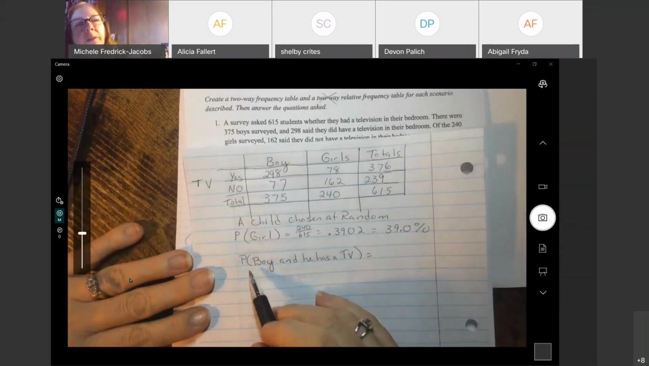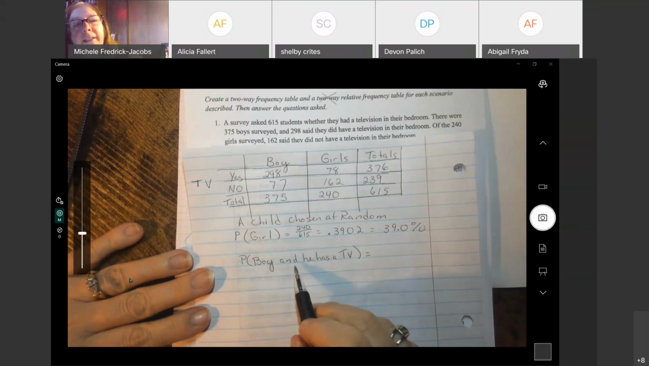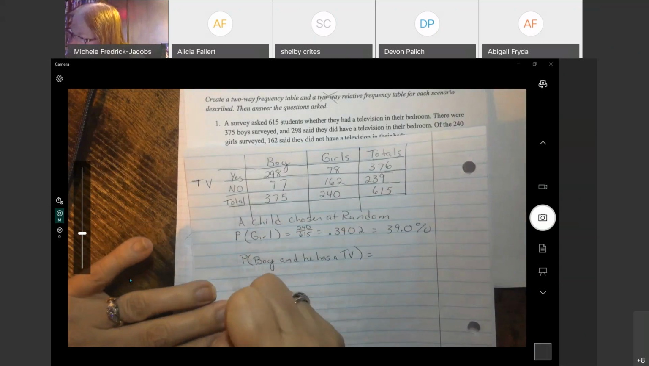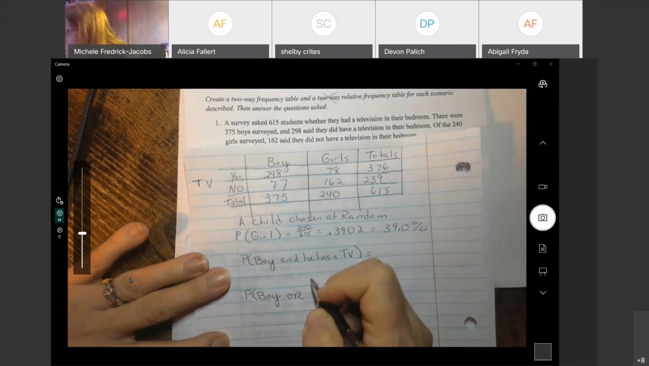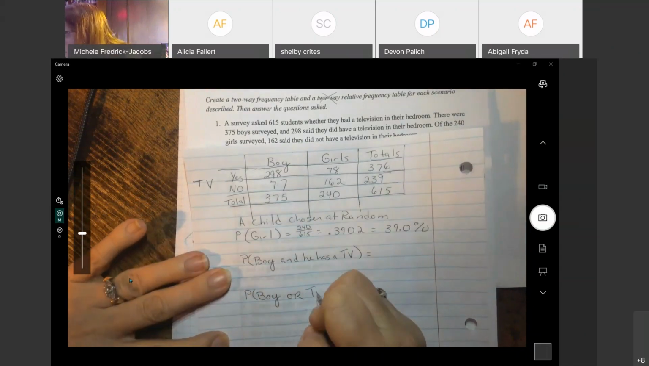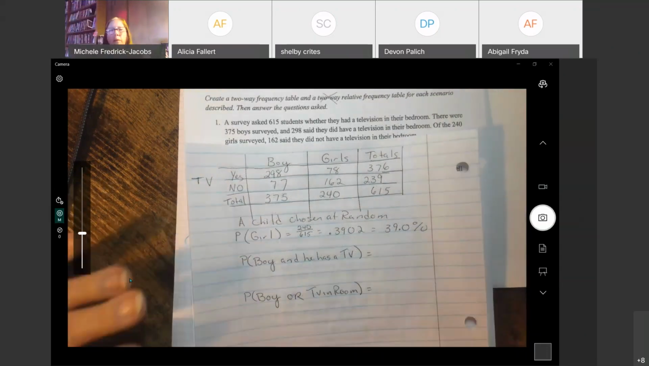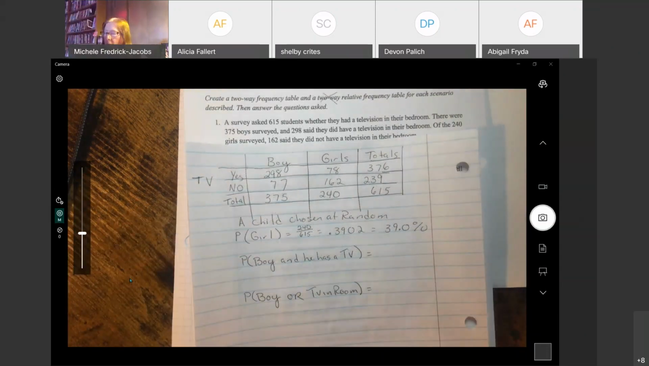How about the probability it's a boy and he has a TV in his room? Also find the probability it's a boy or TV in room. And they are not the same answer. Go ahead and find both.